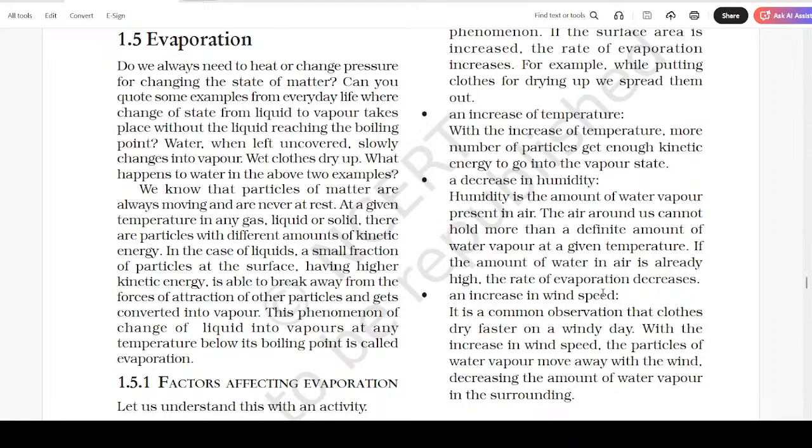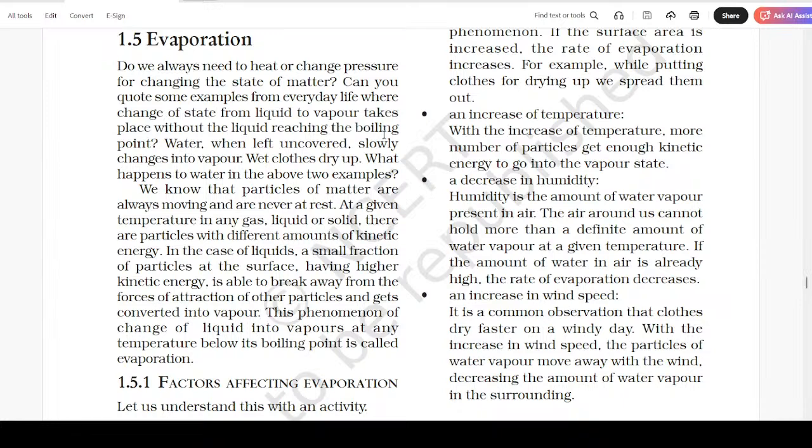Evaporation. Do you always need to heat or change pressure for changing the state of matter? Can you quote some examples from everyday life where change of state from liquid to vapor takes place without the liquid reaching the boiling point? Water, when left uncovered, slowly changes into vapor. Wet clothes dry up. What happens to water in the above two examples?